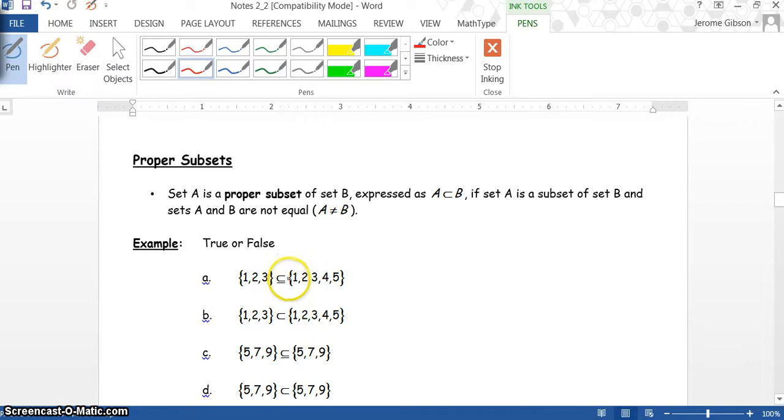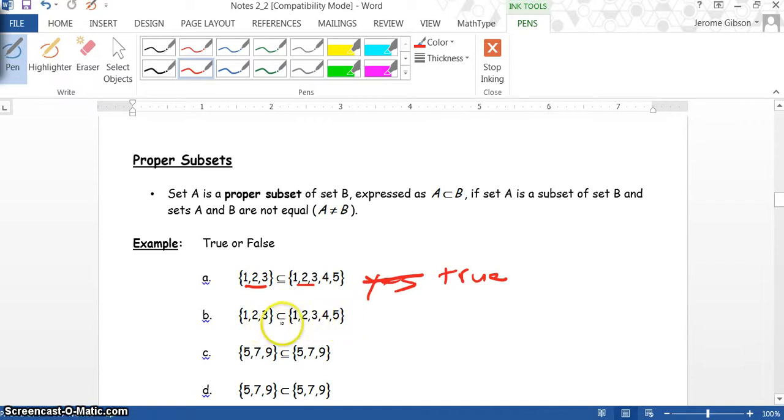Now we're asked if this is a subset of. So we have {1, 2, 3}. Is this a subset of {1, 2, 3, 4, 5}? And of course it is, yes, because we have 1, 2, 3 here and 1, 2, 3 here. So it is yes. Or let's use the proper words, it's true. Now we come here to B. We have {1, 2, 3}, and this says it's a proper subset of {1, 2, 3, 4, 5}.